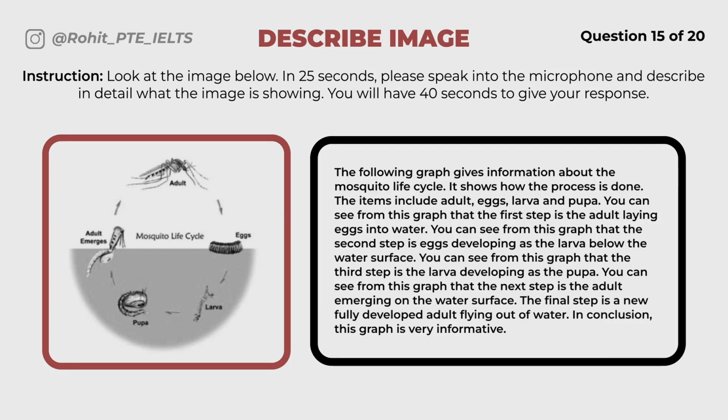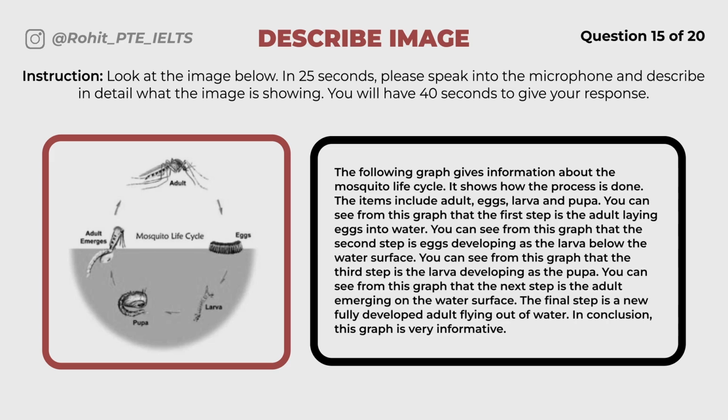The following graph gives information about the mosquito life cycle. It shows how the process is done. The items include adult, eggs, larvae, and pupa. You can see from this graph that the first step is the adult laying eggs into water. You can see from this graph that the second step is eggs developing as the larva below the water surface.